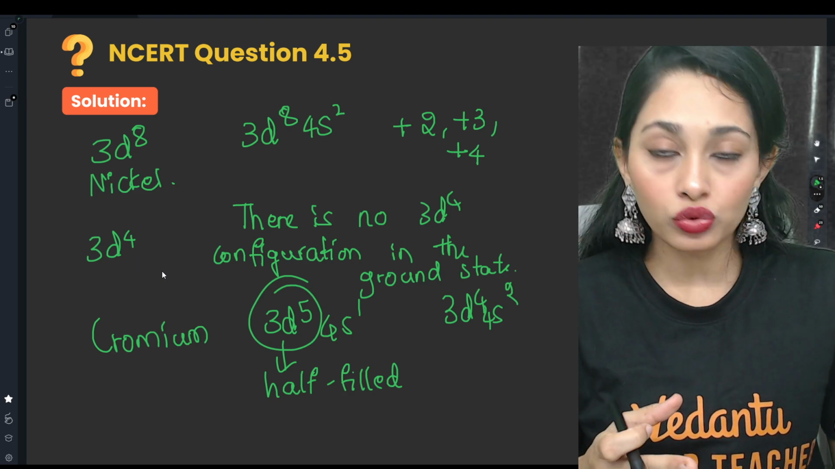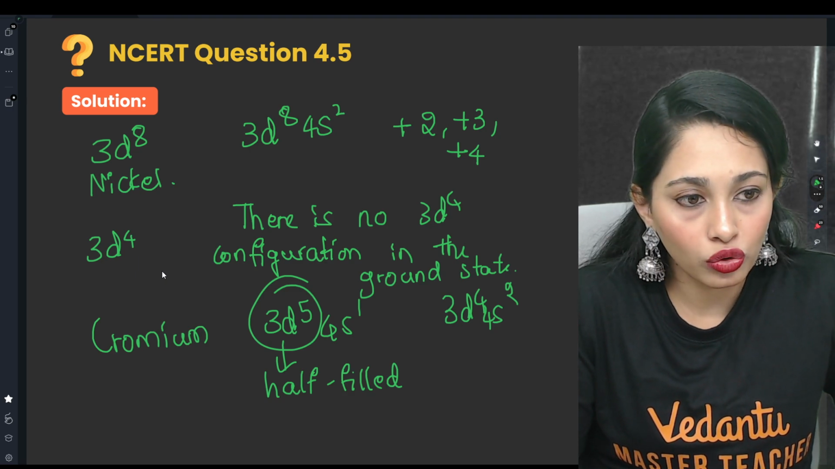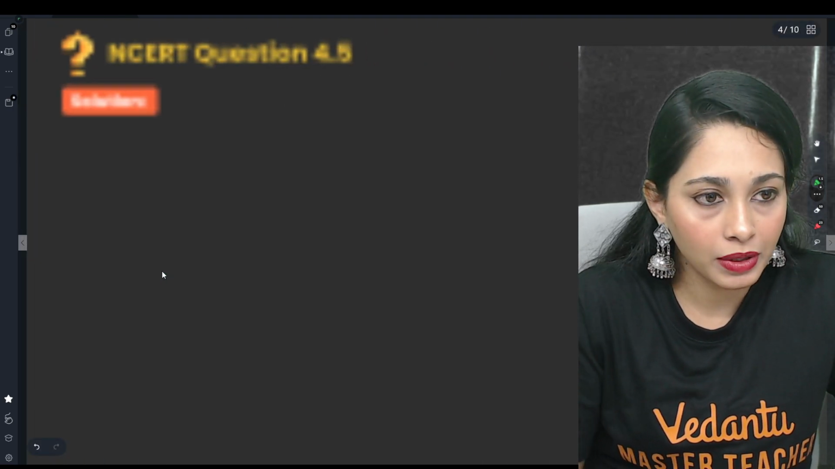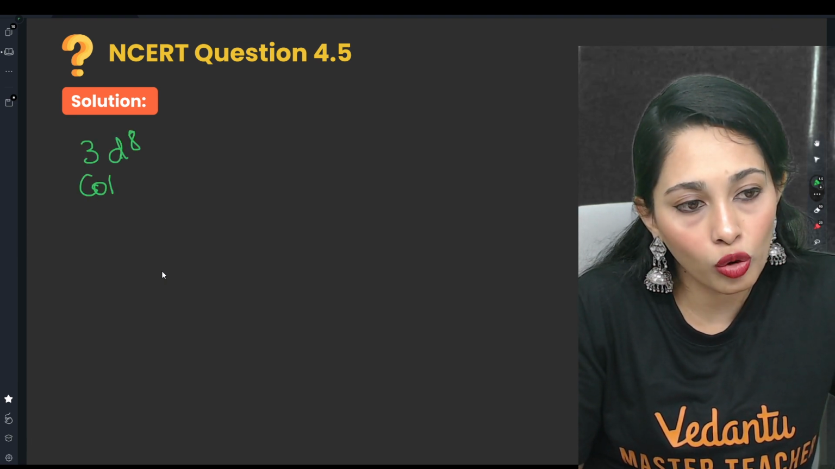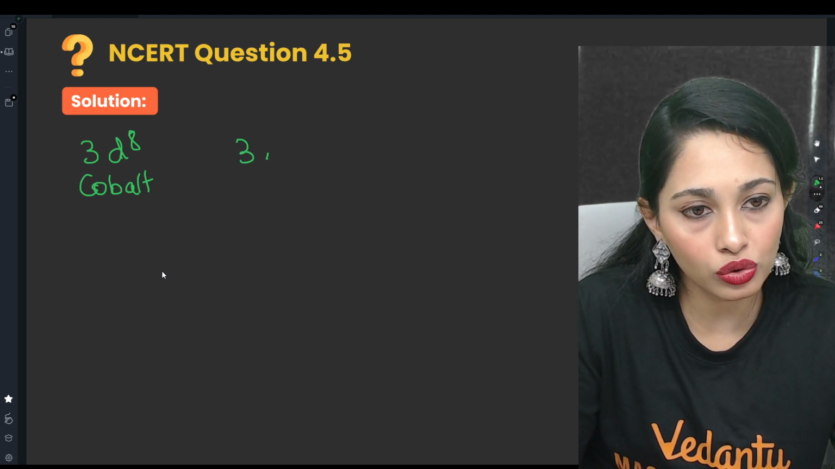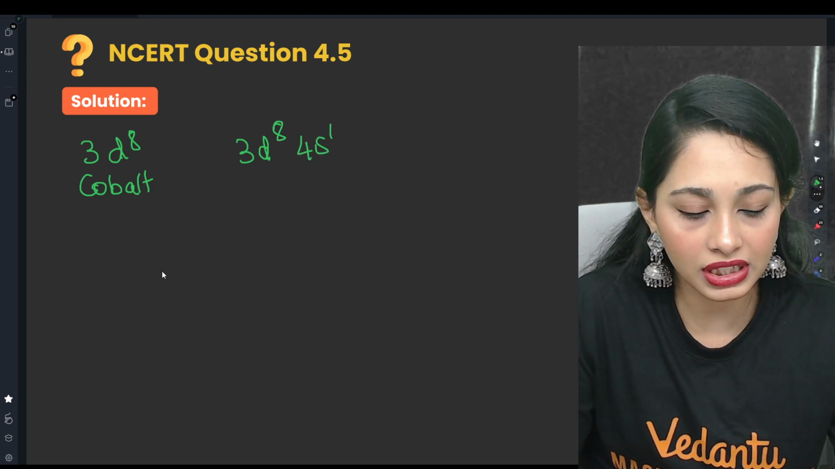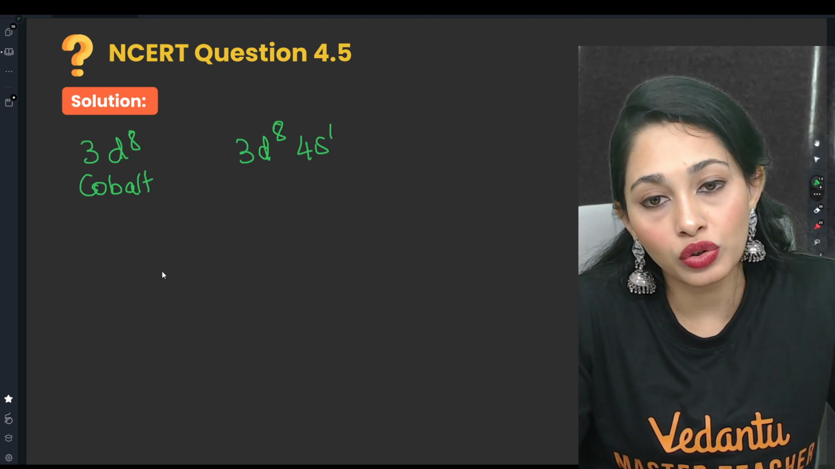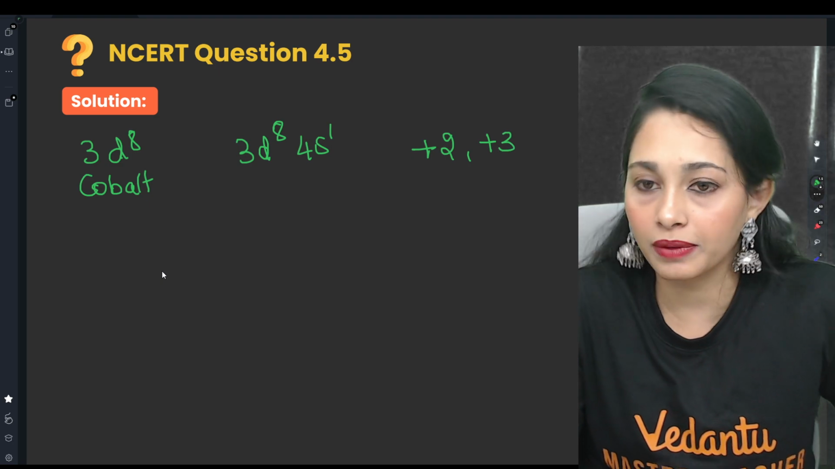When it comes to 3d8, along with nickel, 3d8 is shown by cobalt as well. So what is the electronic configuration here? It shows 3d8 4s1. So it shows the stable oxidation states of +2 as well as +3.